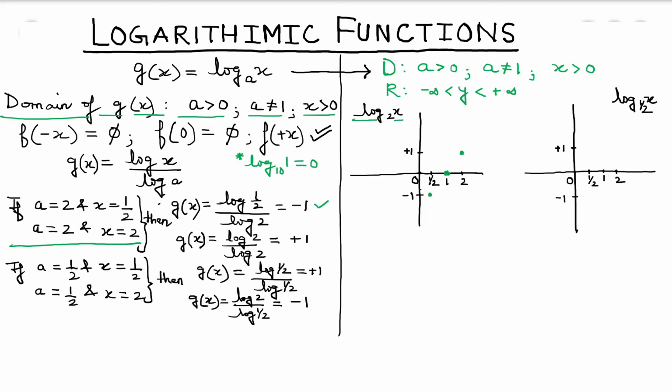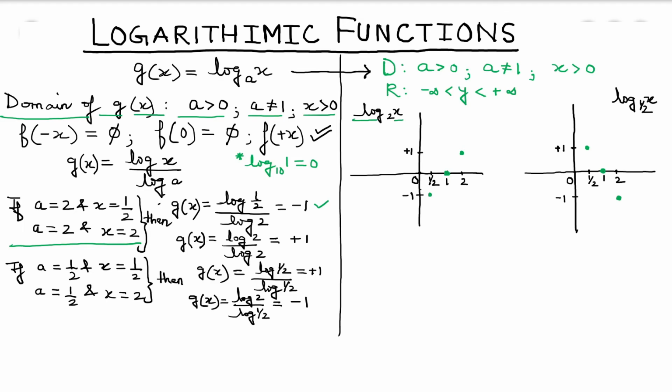Now here in the other graph, when we are talking the graph of log of x to the base half, when we take x is equal to half, in that case the answer is +1. When we take x is equal to 1, irrespective of the base, whether you take it as 1/2 or 2, the answer is going to be a 0. When you take the value of x as 2, refer to the values on the left hand side, you get it as -1.